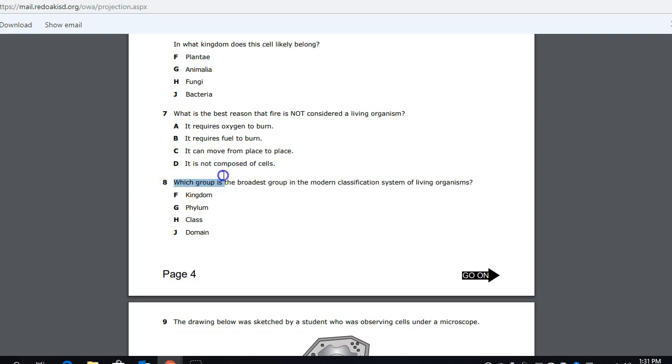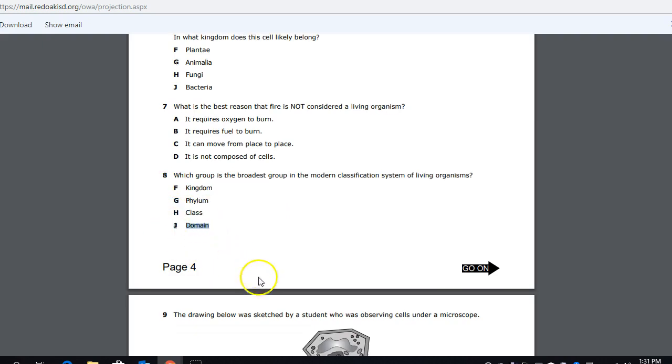Question 8. Which group is the broadest group in the modern classification system of living organisms? The broadest group. Is it F, kingdom, G, phylum, H, class, or J, domain?